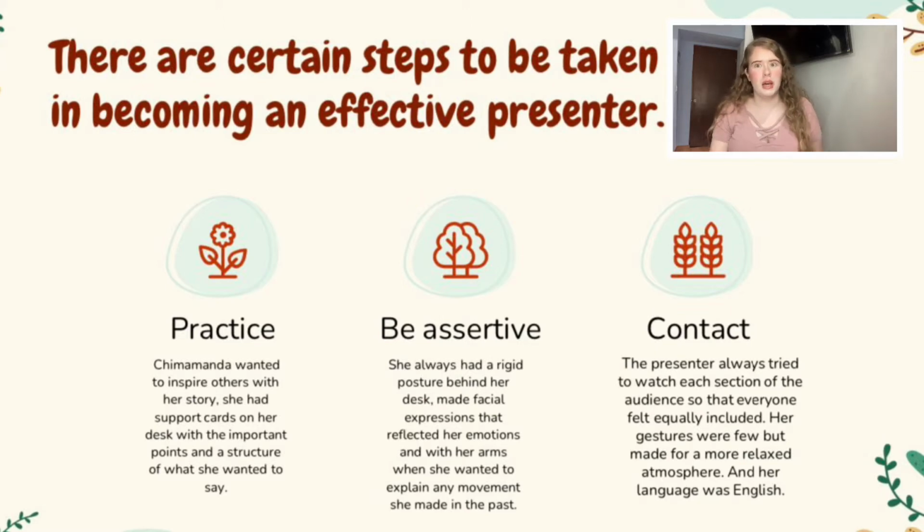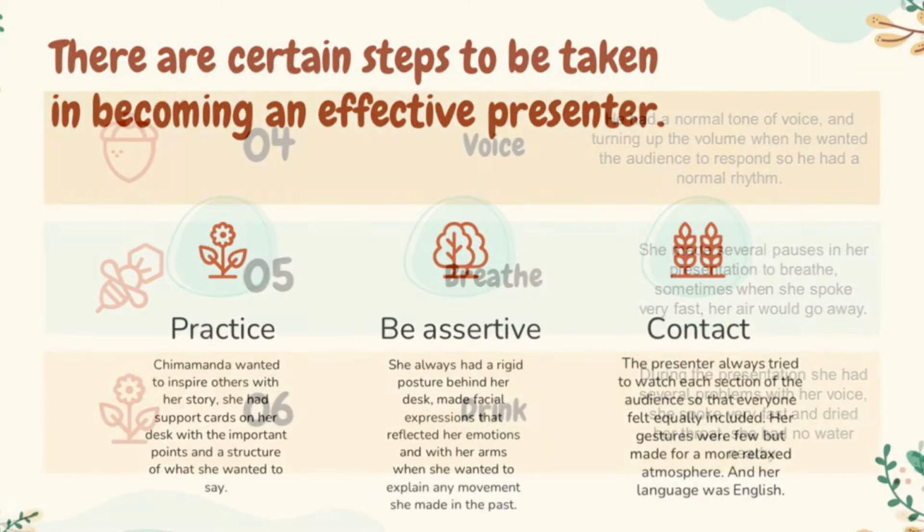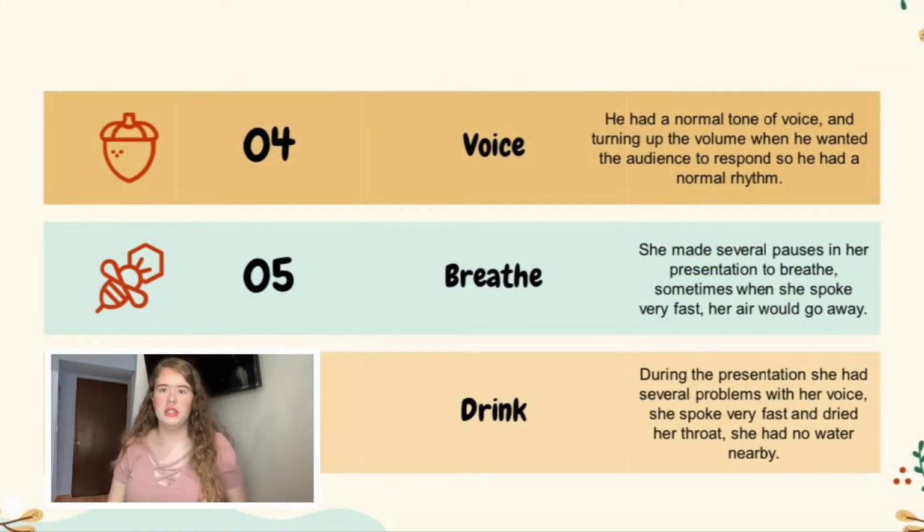Contact. She had a big audience and it is impossible to see everyone in the eyes, but she always saw her audience on the sides and on the second floor. Voice. She used a neutral tone so that everyone could hear. However, when she wanted to cause more emotion in the public, she spoke louder. Breaths were essential. While the audience laughed or interacted, she took a break. And drink. She didn't have a glass of water near. Her throat could get a little dry.